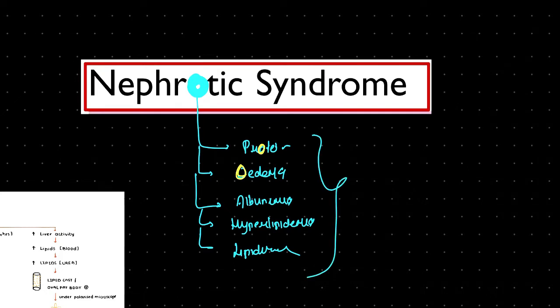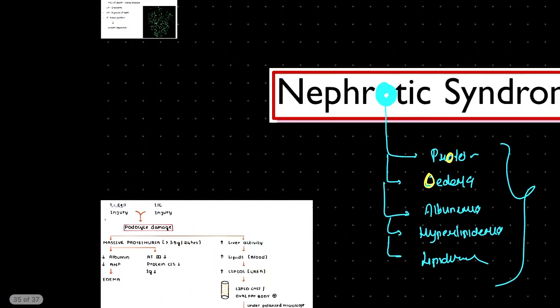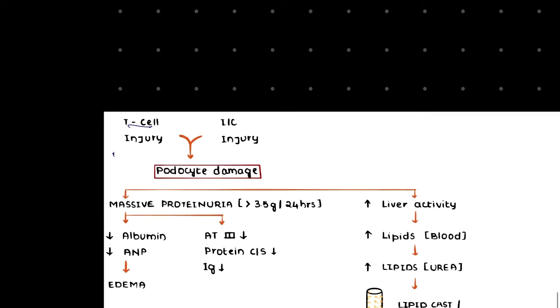Now here we'll be talking about how these things manifest. What are the causes of having these things? Why are we having all these things? There can be two ways of damage. One can be because of immune complex mediated damage, and another damage will be because of cytokine secretion from T cells. Two ways: one through immune complex mediation, and another through cytokine release from T cells.